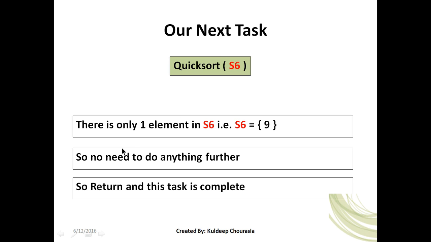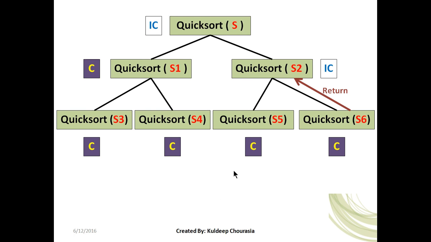So there is only one element, which is 9. We do not need to do anything further. So return, and this task is complete. So I have marked the task Quicksort S6 as complete, and I return to the parent task, which is Quicksort S2.